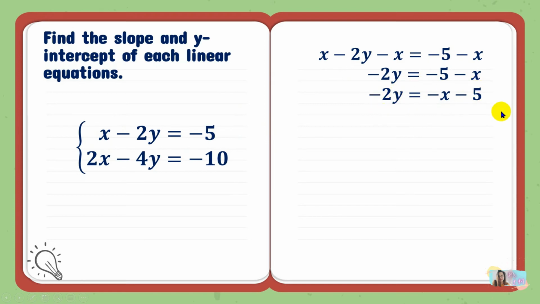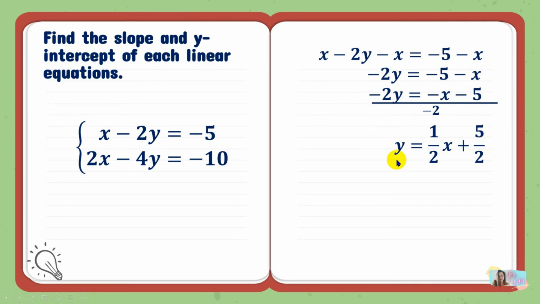And hindi pa to ang ating slope-intercept form dahil may negative 2 pa nakasama si y. We have to divide both sides of the equation by negative 2 to cancel that out. Magkakaroon tayo ngayon ng y is equals to positive 1 half x. Bakit naging positive na? Kasi negative divided by negative is positive. Also here, negative 5, negative 2, kaya nagkaroon tayo ng positive 5 over 2.